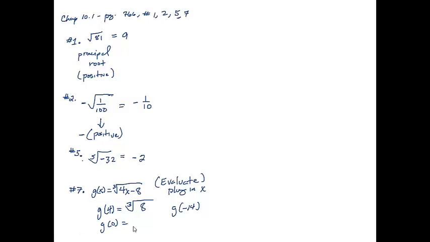G of 0, well, the same thing. Everywhere I see an x, I'm going to put a 0, so it becomes the cube root of negative 8. And again, I'll let you finish it with your calculator. And then the last one is g of negative 14. Well, that's the cube root of 4 times negative 14 minus 8, which is the cube root of negative 64. And again, use your calculators to finish it.